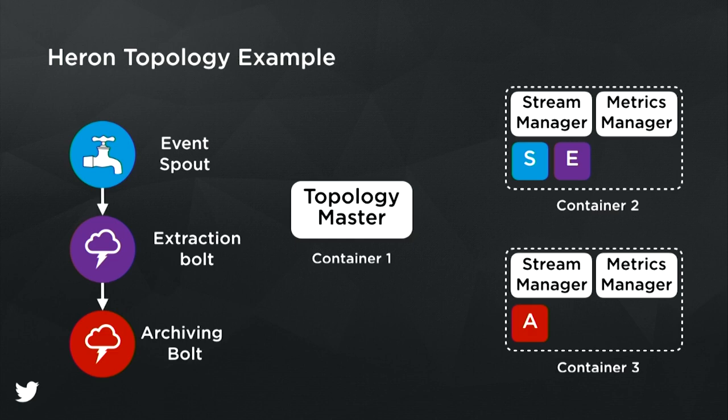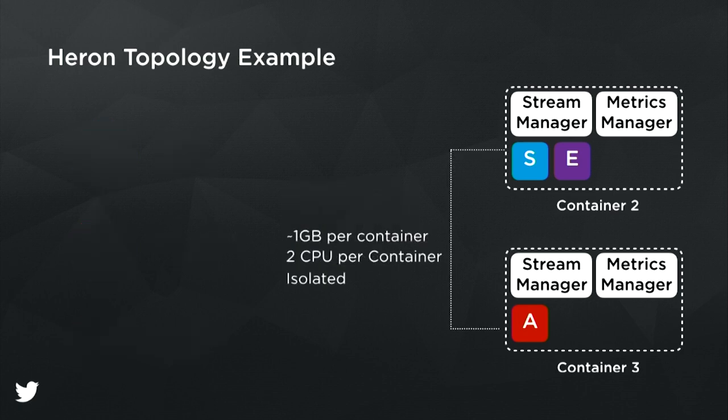In Heron, a topology has a slightly different architecture than Storm. There's a topology master, which governs the physical assignment of tasks, and a number of containers. These containers each contain a stream manager and a metrics manager, as well as only your code. As we mentioned, these containers are sized to exactly what fits inside of them.